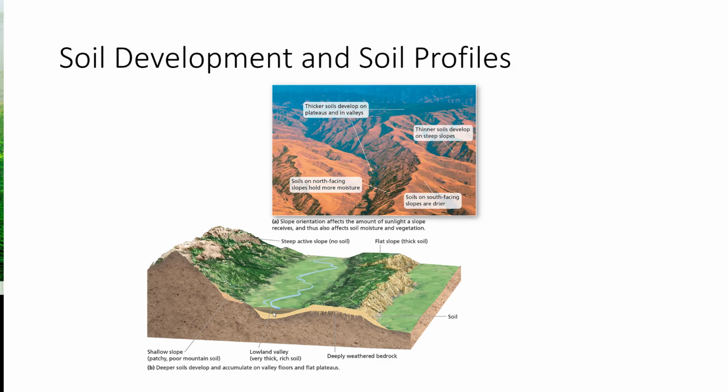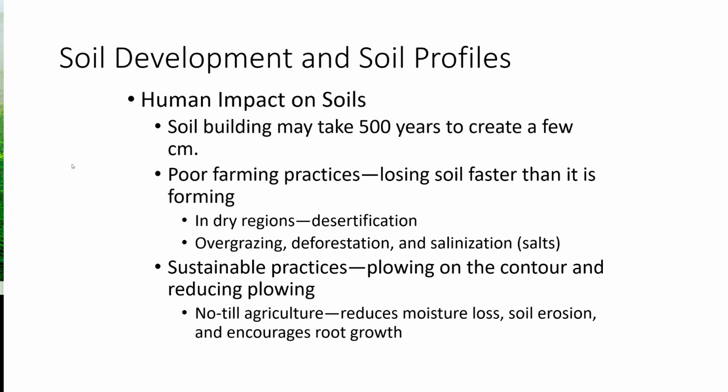So in dry regions, this can lead to desertification, and there is pressure from overgrazing, deforestation, and the salination of the soil, which is where the extraction of water leaves a high mineral content or a salty soil base, and that pH is not ideal for growing at some point. So with sustainable practices, you can use plowing on the contour or the reduction of plowing. There is something called no-till agriculture, and this reduces moisture loss, soil erosion, and encourages root growth.